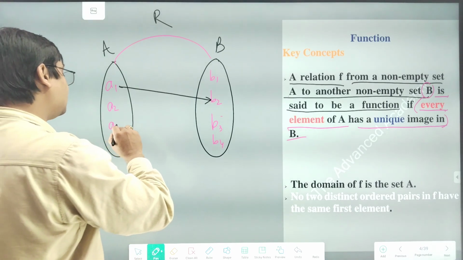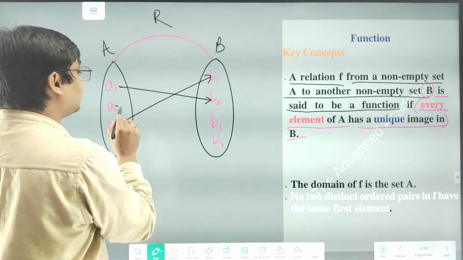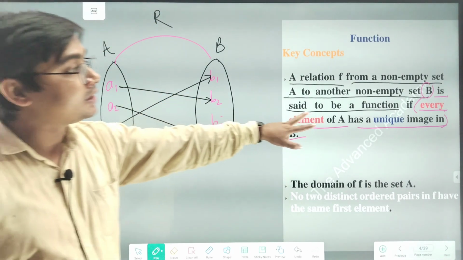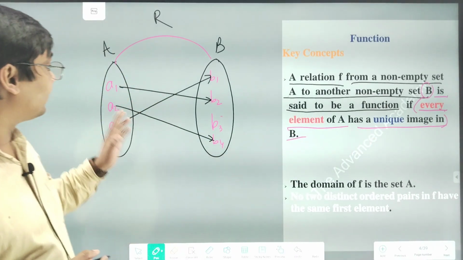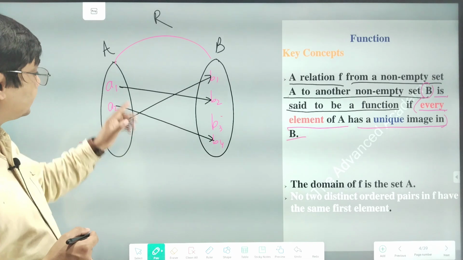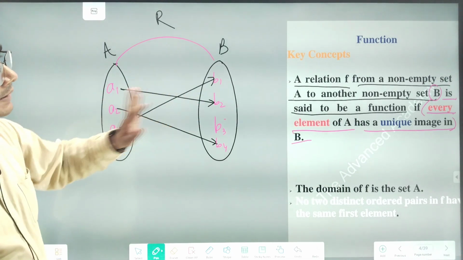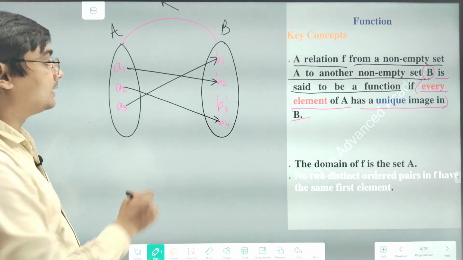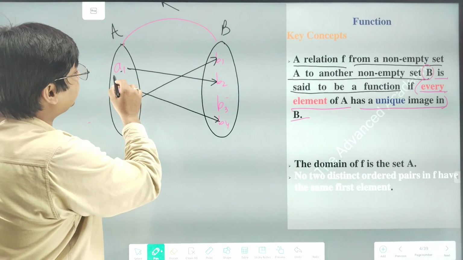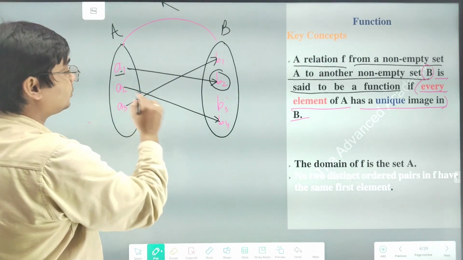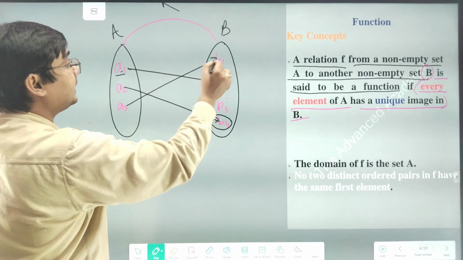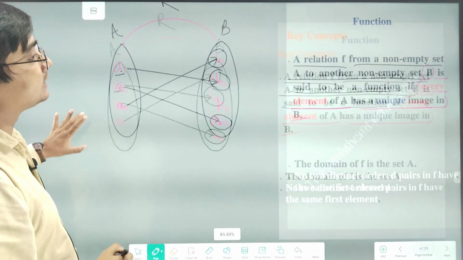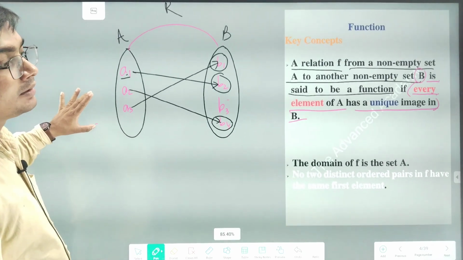Suppose A3 is related to B1 and A2 is related to B4. Now see whether this relation satisfies the condition. First of all, the elements of this set are connected: A1, A2, A3 are all connected, and uniquely connected. The image of A1 is B2, the image of A2 is B4, and the image of A3 is B1. So unique images are there. That means this relation is a function.